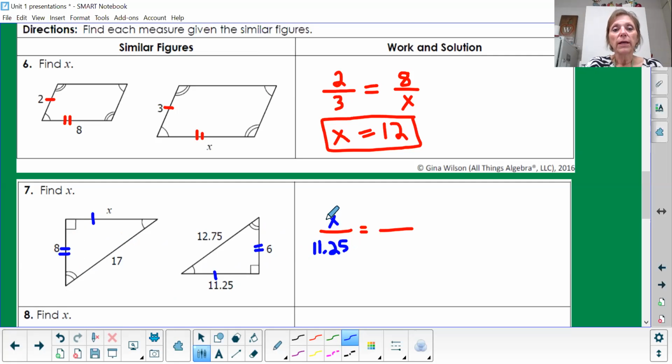So over here, now remember X is on the first one, so 8 has to be on the top because they're from the same figure. And then 6 has to be on the bottom. Okay, I'm going to cross multiply and divide and find X. Okay, I'm going to let you do that. And of course, check your answers in the stream.